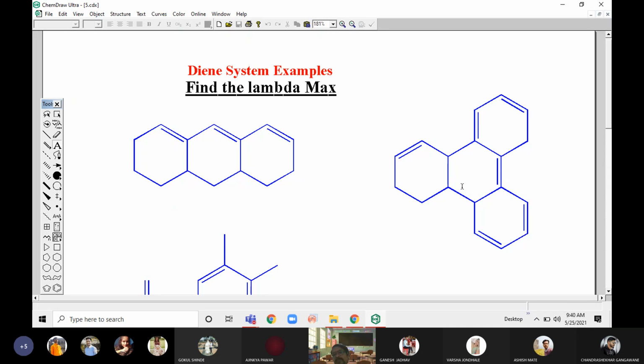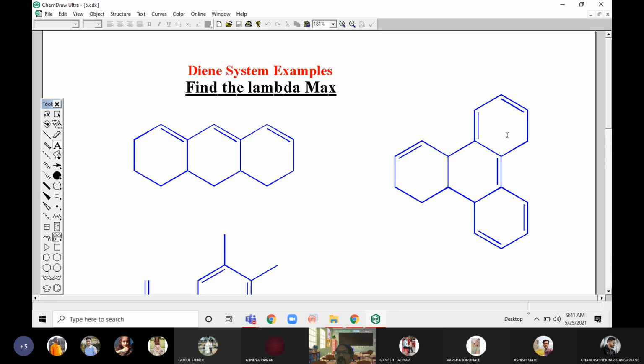Now see, this is a little bit of an extra conjugation type of system. What we'll do is take this bottom ring, and we can say this is our Diene system. Okay, so 215, plus we have to find the homoannular. See, this ring has 2 double bonds, this ring has only 1, and this has 2. So 2 homoannulars means you have to add 78.